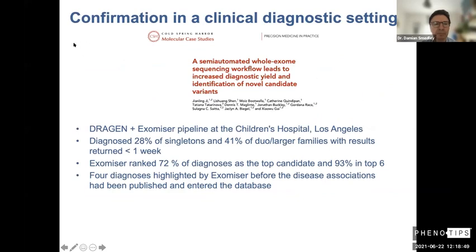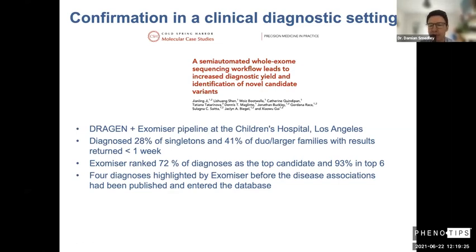And then finally, just to mention, Exomizer has been used by a number of independent groups. I think there are more than 20 odd publications showing Exomizer being used in the diagnostic setting or for discovery. So this is a fairly recent paper from the Children's Hospital in LA, and we like this one because they put together a really nice Dragon variant calling and Exomizer pipeline, and were able to diagnose 28% of their singletons and 41% of their duos or larger families. And this was very fast, so they were managing to return results within a week.